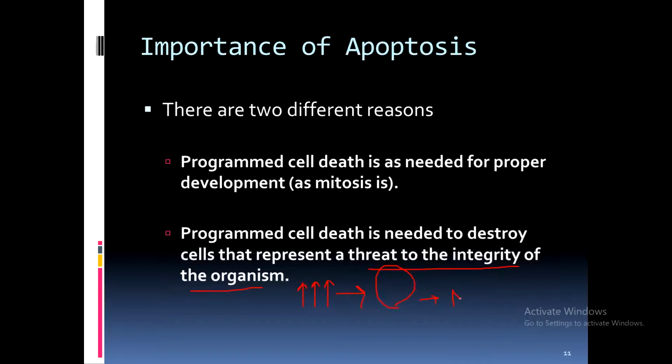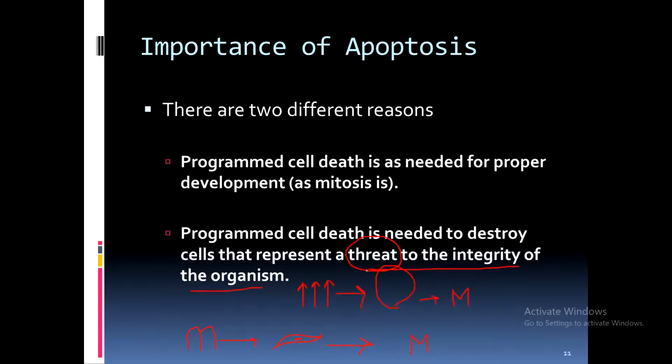So if there are mutated cells because of the hyperplasia or because of the differentiation from one epithelium into another epithelium, like from a respiratory epithelium, pseudostratified respiratory epithelium, to the squamous epithelium, then there are chances that this squamous epithelium can have malignant changes. So these cells become a threat to the integrity of the organism.